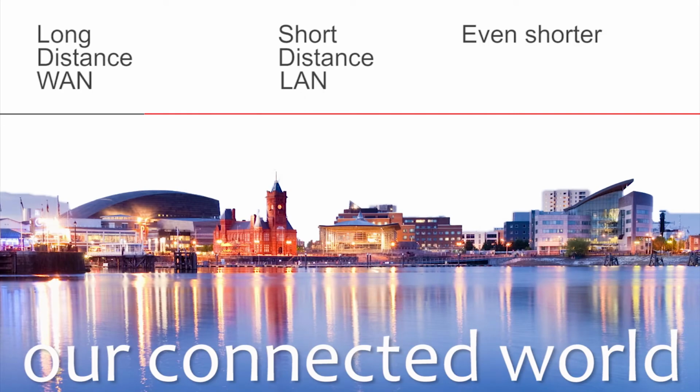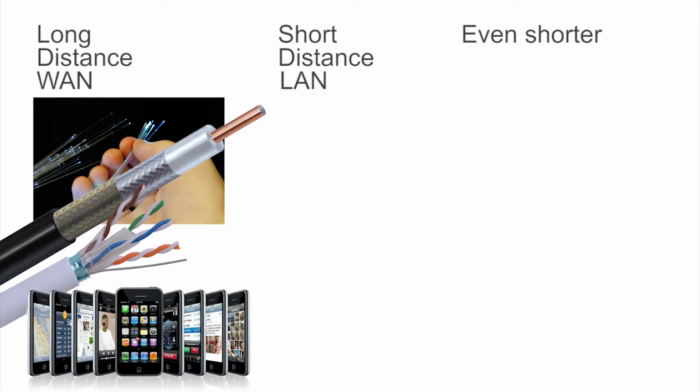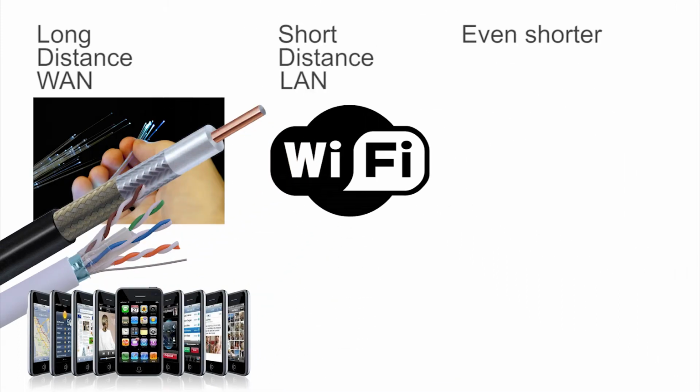So, we have wires, both fibre optic cables, copper cables and mobile phones for longer distance communication, and fibre, copper and Wi-Fi for shorter distance communications. But there are even more technologies hidden away in open view that interconnect our connected world. Here are a few.